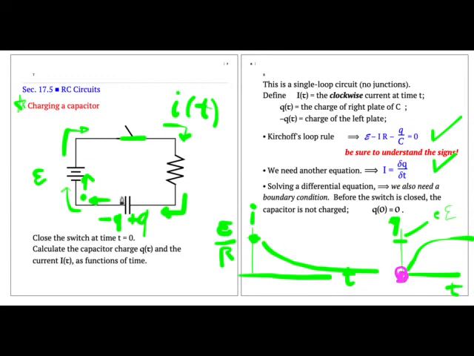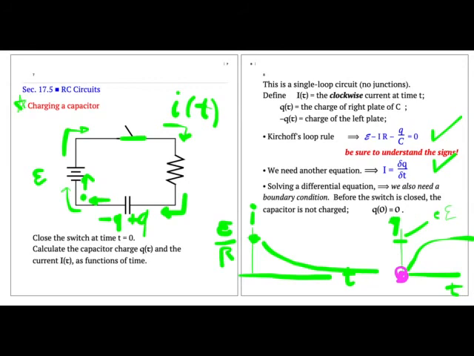I said the capacitor starts out being uncharged. So the instant I close the switch, there's no charge on the capacitor. So that's the boundary condition. So now I have two differential equations and a boundary condition. And there's a mathematics to solve problems like that.